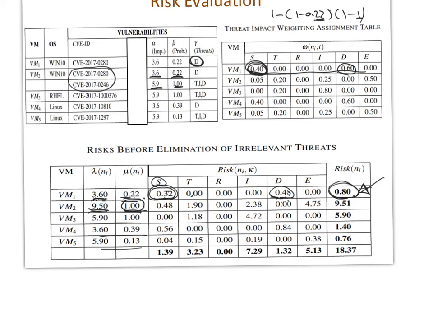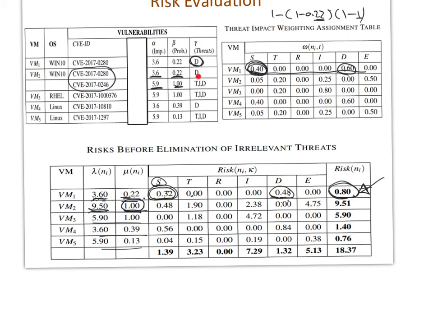ماشي؟ طيب. If we want to make it more accurate now, what we need to do is that we have to correlate these threats, okay, with these weights. So we say that this particular vulnerability causes denial of service, but it does not cause spoofing. But I have to set this to zero. صح? ماشي? And I have to correlate this for all the vulnerability.